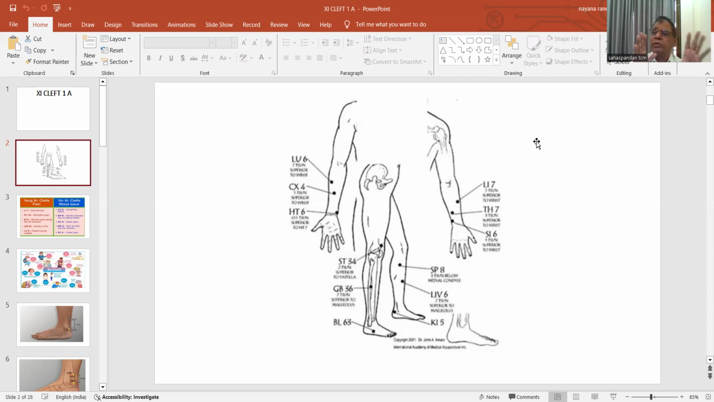Just listen only, do not memorize all 12 now. I will discuss more about the Xi-cleft points. So this is the basic thing: in 12 meridians, there are 12 Xi-cleft points.